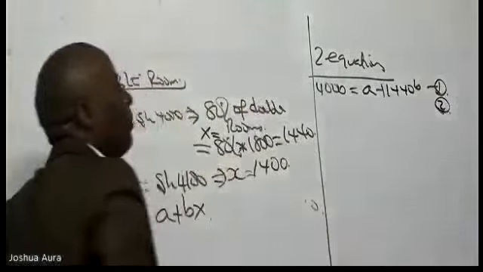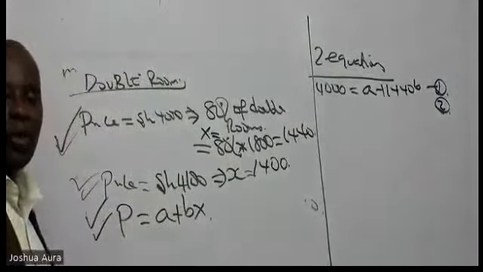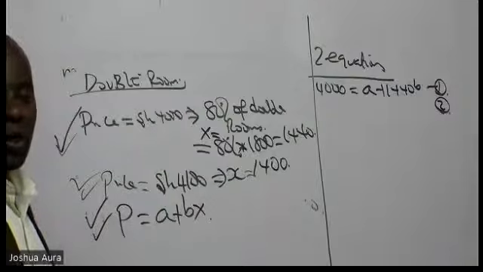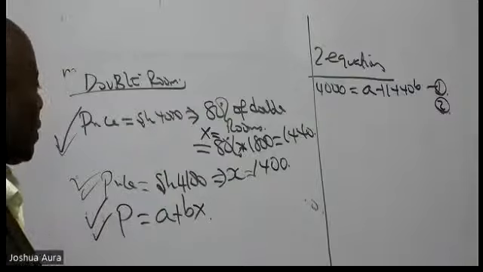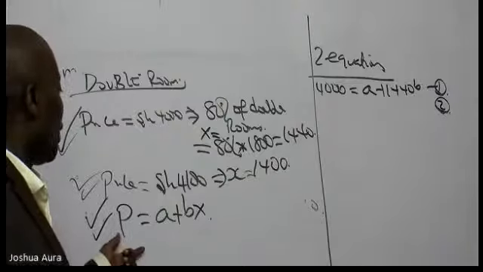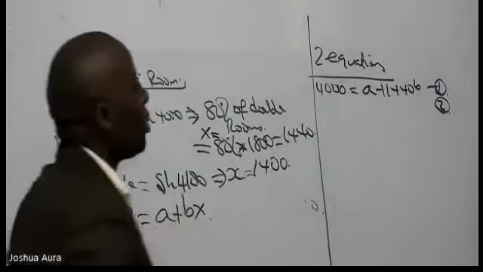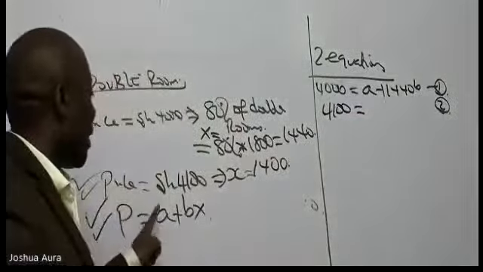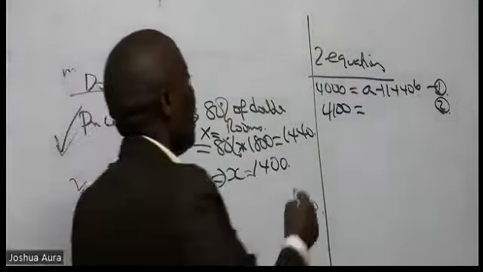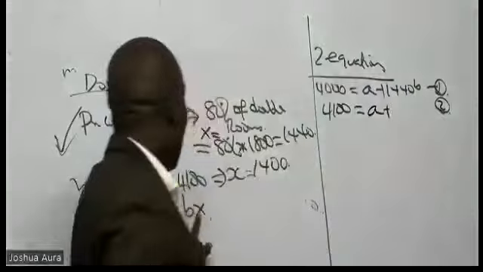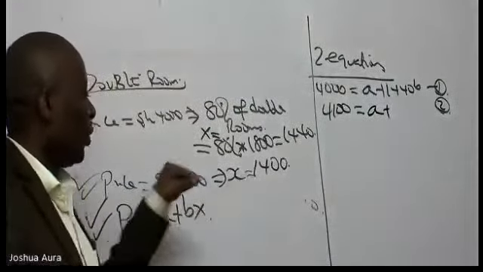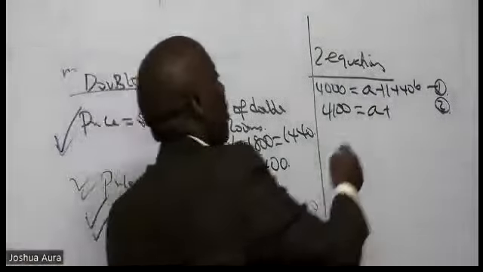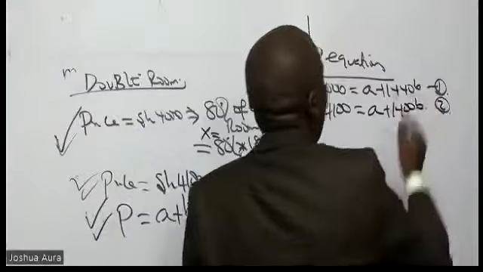How about equation number 2, using the second point? Equation number 2 will go like this. We know that the price for the second equation is 4,100. So 4,100 equals A, which I don't know for now, plus B times X, and X is 1,400, so 1,400B. So it'll be A plus 1,400B, like that.